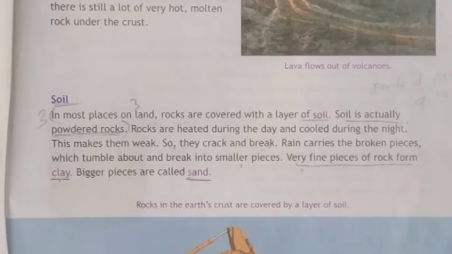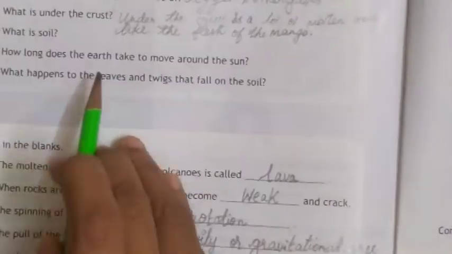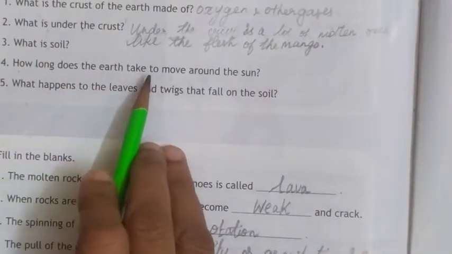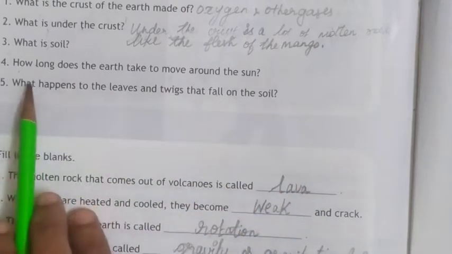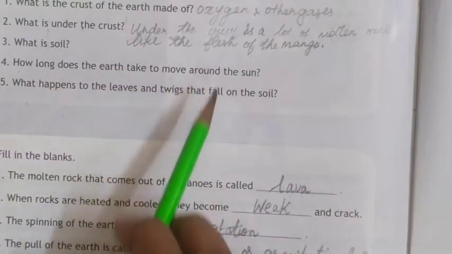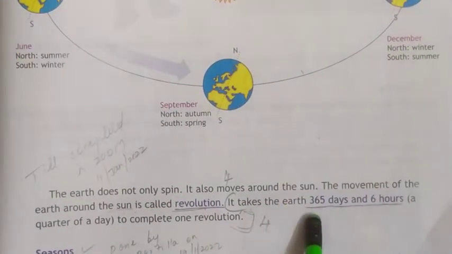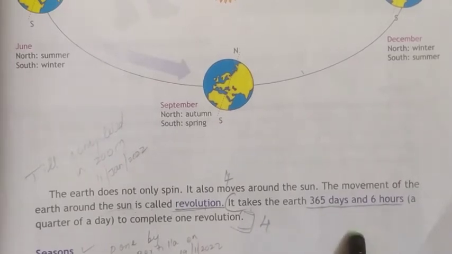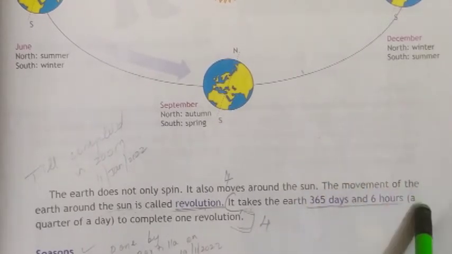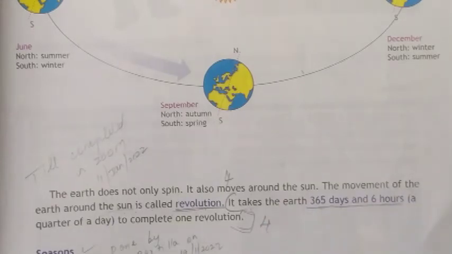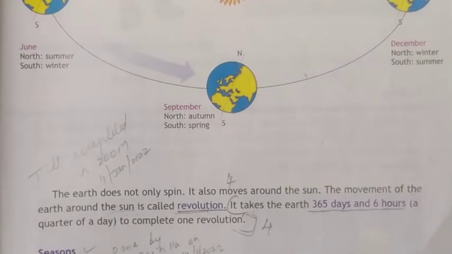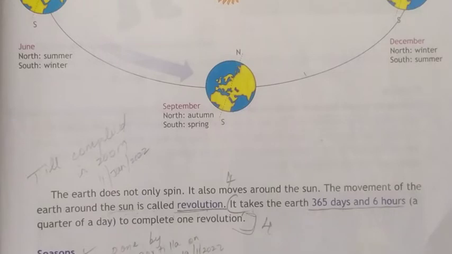And the fourth question. How long does the earth take to move around the sun? Yes, turn your books to page number 71. How long does it take? It takes the earth 365 days and 6 hours. Six hours is nothing but a quarter of a day. Okay, to complete one revolution.